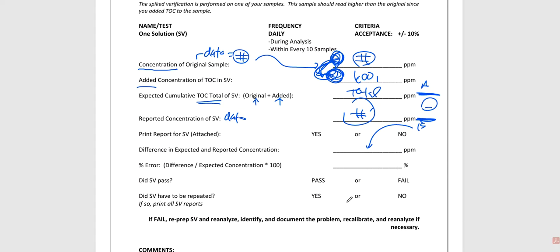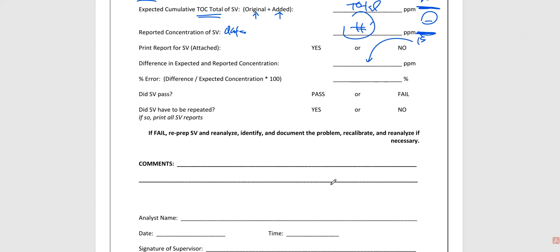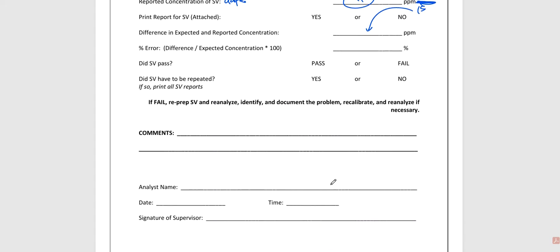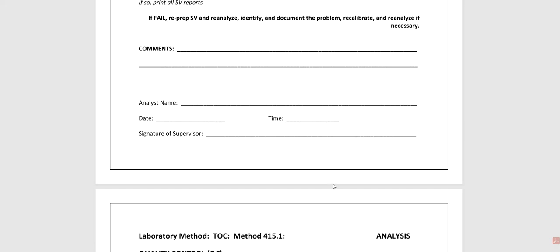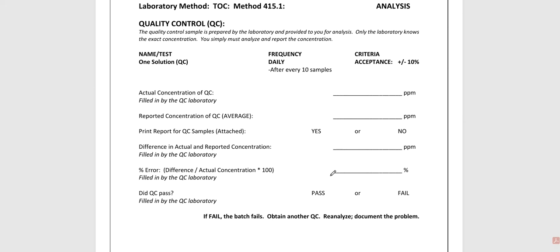Next line item is the percent error. So that is the difference divided by your expected concentration, this is what it should have been, times 100, just as before in all the other sheets. Did the sample pass? In other words, did you fit within a 10% window? Yes or no? Did it have to be repeated? Yes or no? Write comments, sign, date, let someone review it, let them sign it, and you're off to the next.